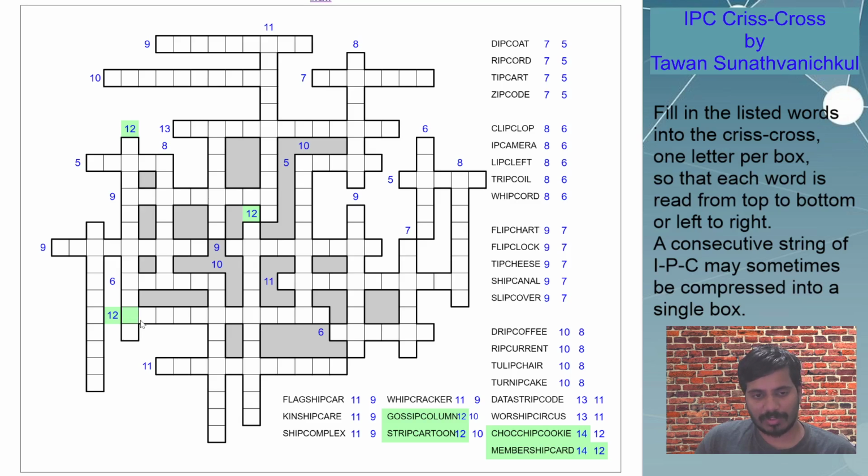So this cell, which means it's the second last cell. So we can write down among these four words the second last letter which is possible in this cell, right? So I can go ahead. From gossip column, it could be M, or strip cartoon can be O, or chip cookie can be I, or membership card can be R. So we know that whichever word you place here, these are the four alphabets possible in this cell.